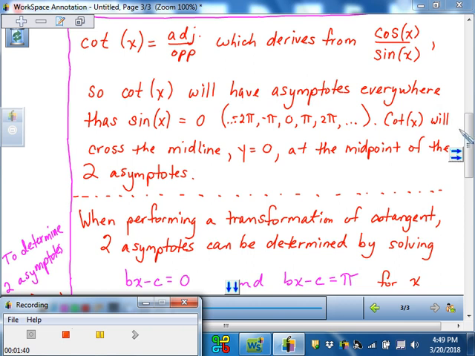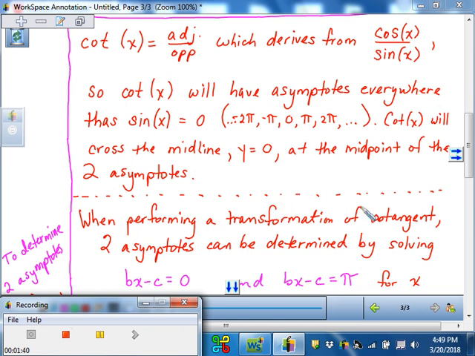Cotangent of x is equal to adjacent divided by opposite, which derives from cosine of x being divided by the sine of x. So cotangent is going to have asymptotes everywhere that sine of x is equal to 0. So those locations would include negative 2 pi, negative pi, 0, pi, and 2 pi. Cotangent of x will cross the midline y equals 0 at the midpoint of those two asymptotes.